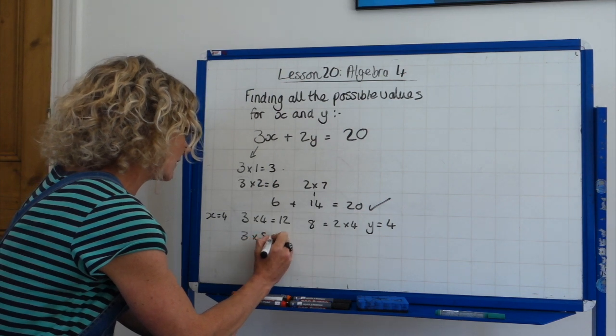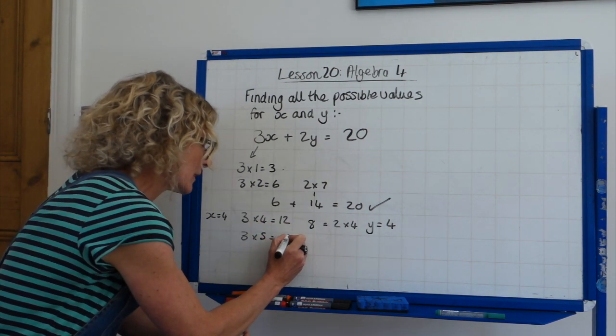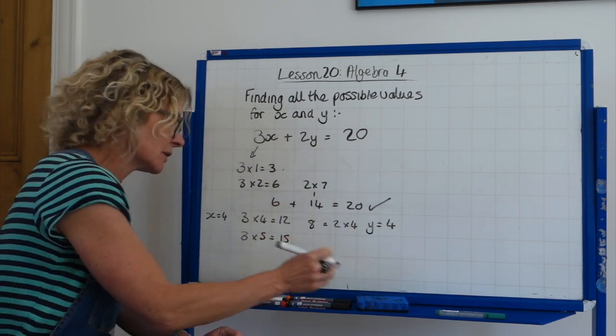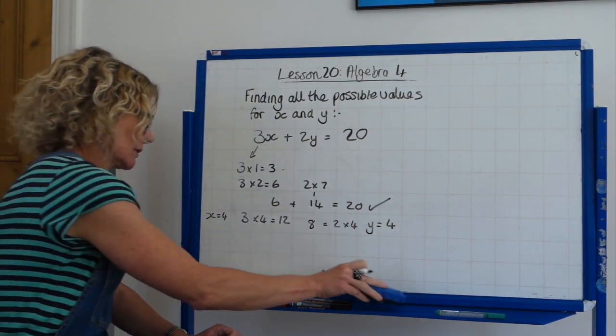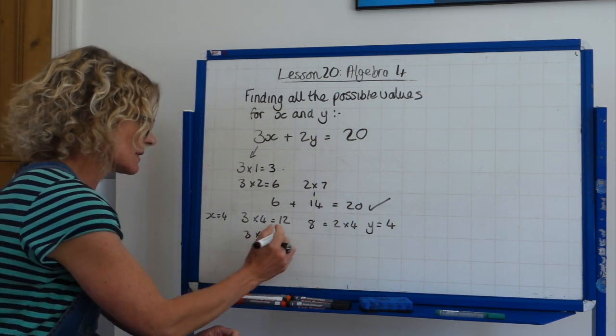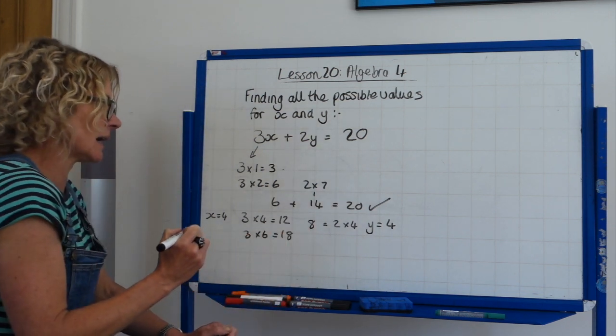3 times 5. That's going to give us an odd number again, isn't it? And 2 times something isn't going to make an odd number. So that's not going to work. 3 times 6. We're going to nearly go bust, really, aren't we? 3 6s are 18. Okay.